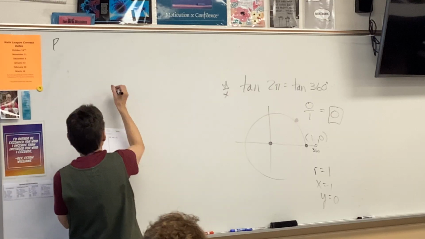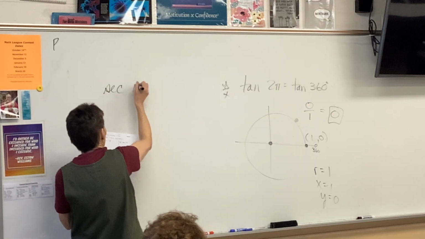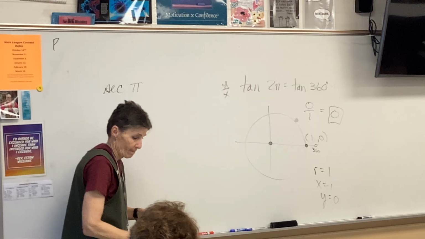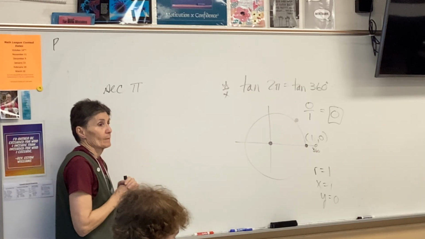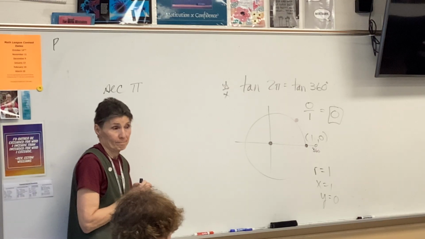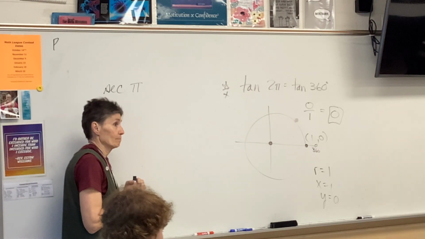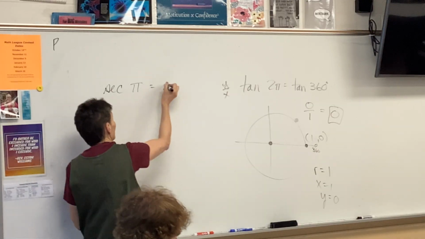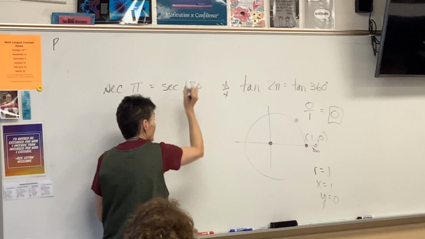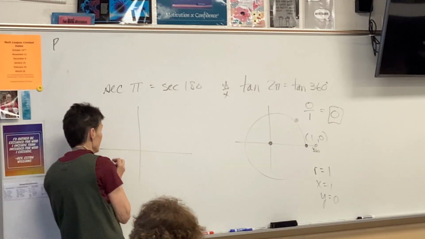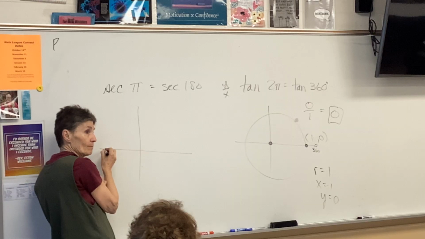Okay, so we're going to have secant pi. All right, step 1. Degrees. So secant pi will be secant 180. Isn't that right here? 180.